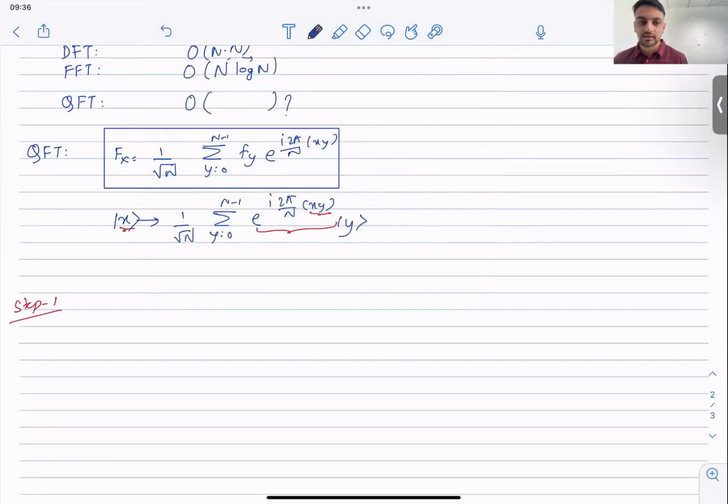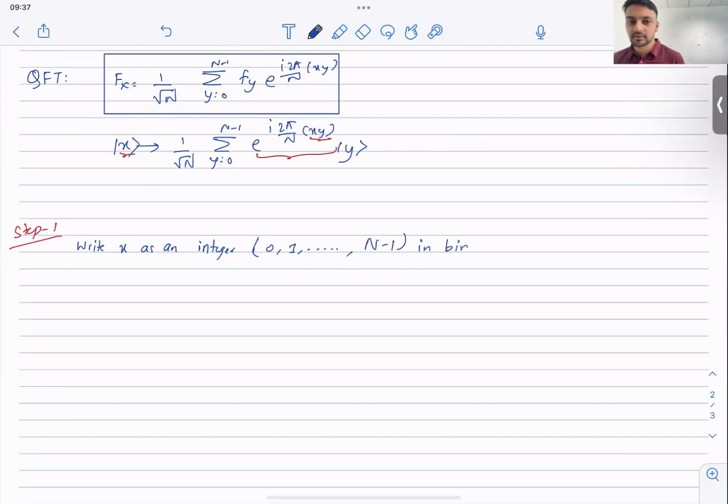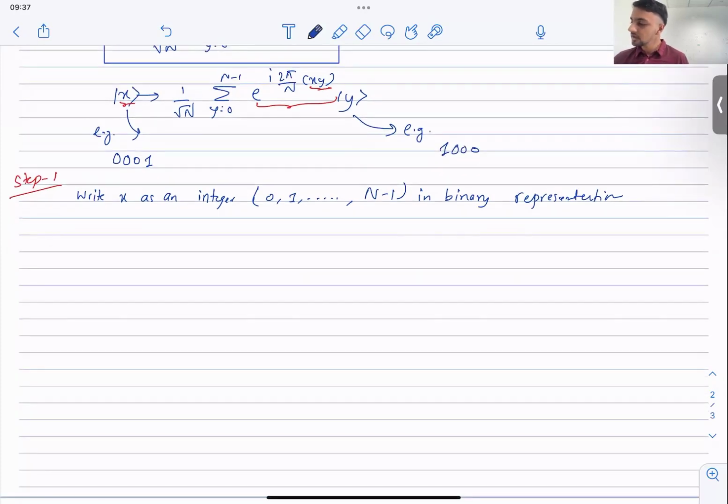What you do is you write your x. So write x as an integer, 0, 1, up to n minus 1, in binary representation. What do I mean by that? Notice that these are bit strings, right? So an example is, let's say, 0, 0, 0, 1 for the 4-qubit case. And another example is, let's say, 1, 0, 0, 0. Suppose we start with just the initial state, this.